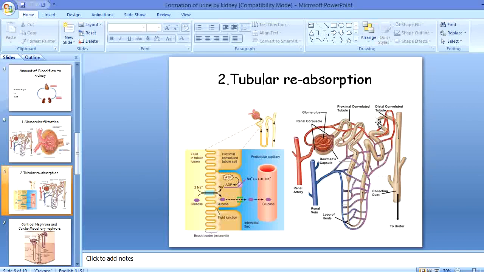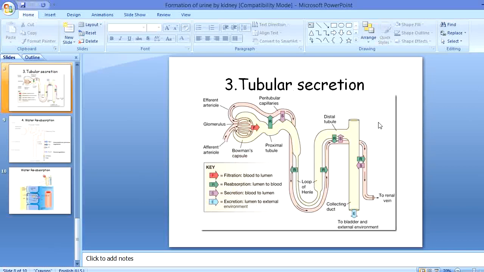The next step is tubular secretion. Tubular secretion is the secretion of materials from the bloodstream into the tubule, the secretion of solute and solvent from the blood into the tubule. This is opposite to tubular reabsorption.